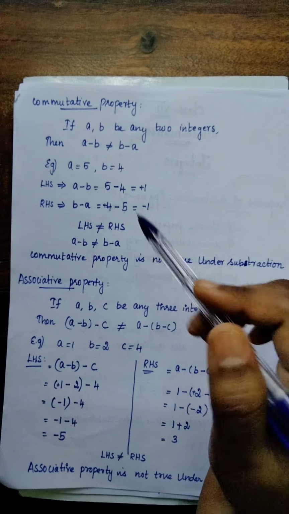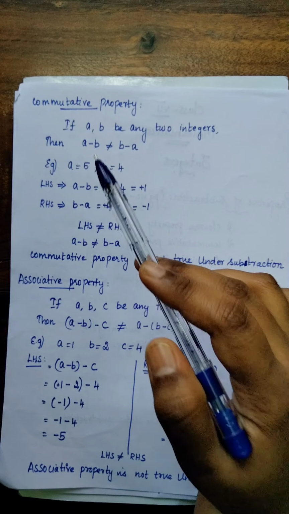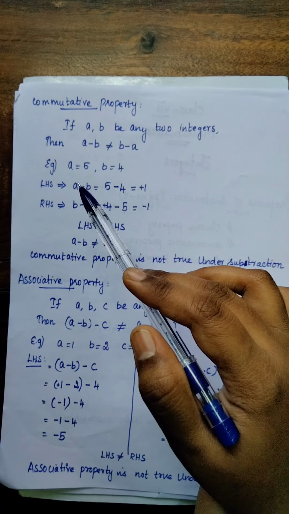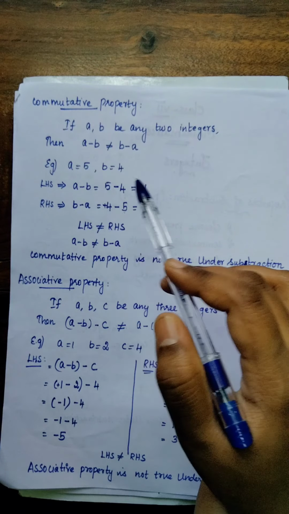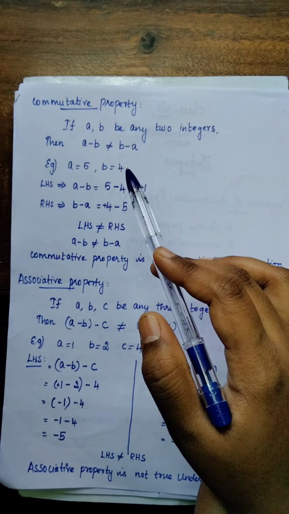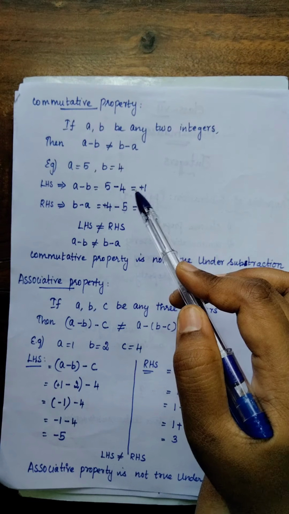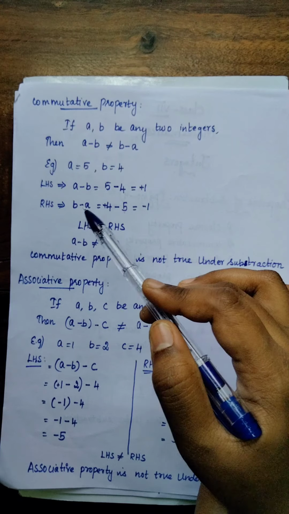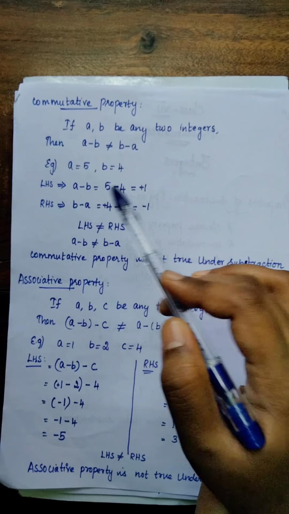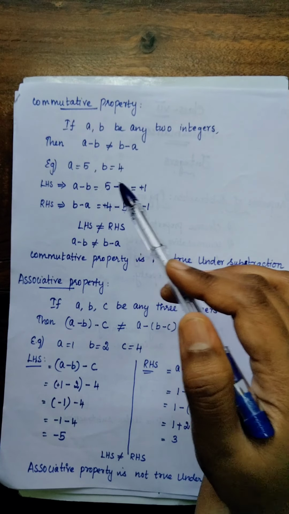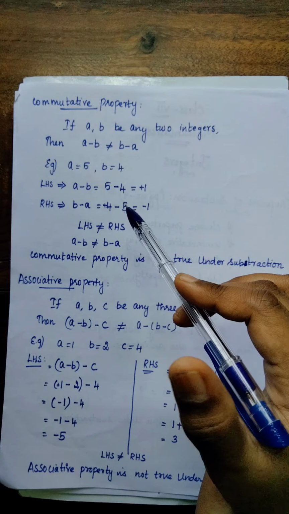Okay, first check it. The value for a is 5, the value for b is 4. First one, a minus b, that is 5 minus 4. 5 minus 4 is 1, right? Next, b minus a, that is 4 minus 5. 5 minus 4 is 1. What is 4 minus 5 here?